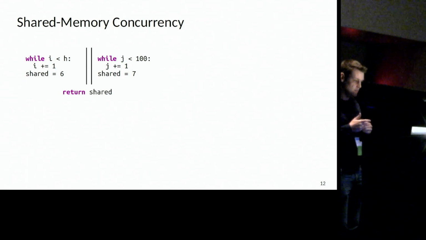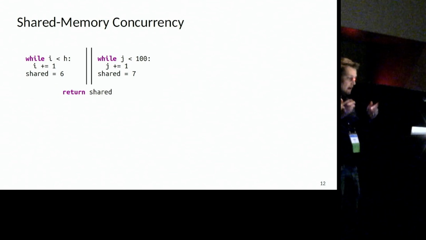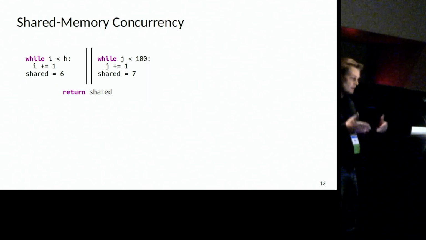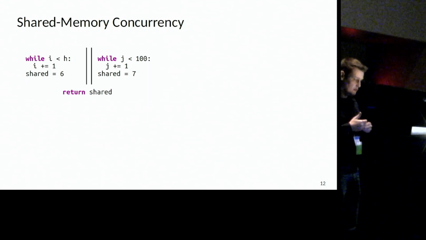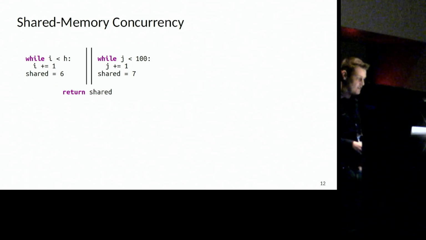So here's another simple toyish example. We have a program consisting of two threads, a left thread and a right thread. They both start by executing a loop that counts some variables I and J from initially 0 to, in the left case, H, which is our secret input, in the right case, 100. Then after those loops, they both assign different values to the shared variable shared, and then we join the threads and return that value. Now, each of these threads independently doesn't do anything bad, right? The left one doesn't leak H in any meaningful way.